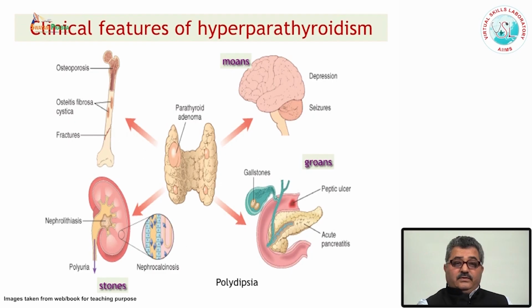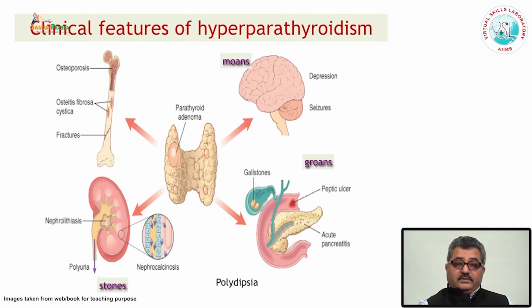This picture shows how the parathyroid hormone acts on the different organs and what the manifestations are. Usually what we call moans, groans and stones. Because of hypercalcemia, there is stone formation in the kidney as well as in the gallbladder. In the bones, there is osteoporosis, there are fractures, there are brown tumors, what we call osteitis fibrosa cystica. And if the calcium levels are very high, these patients are more prone to depression and seizures, and because of peptic ulcers, there can be pain.